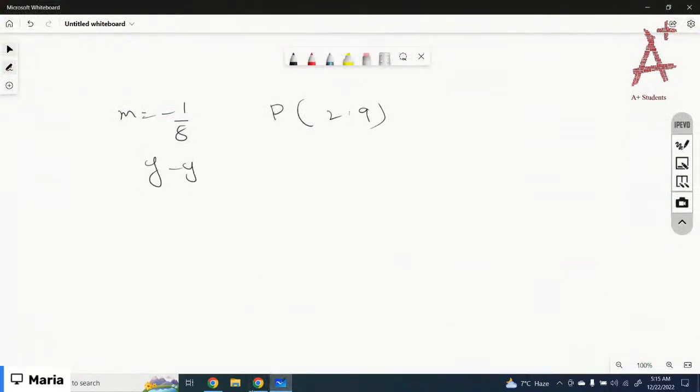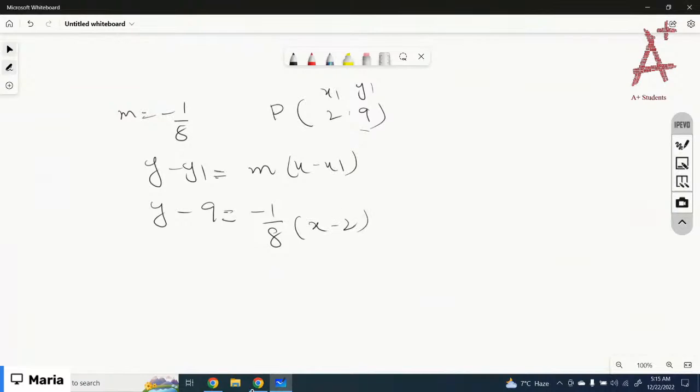It would be y minus y1 equals m times (x minus x1). The point is x1, y1. Just put in all the values in the equation. You have m, x1 and y1 as well. So y1 is 9, so it would be y minus 9 equals m. Slope is negative 1 over 8 and x minus 2.